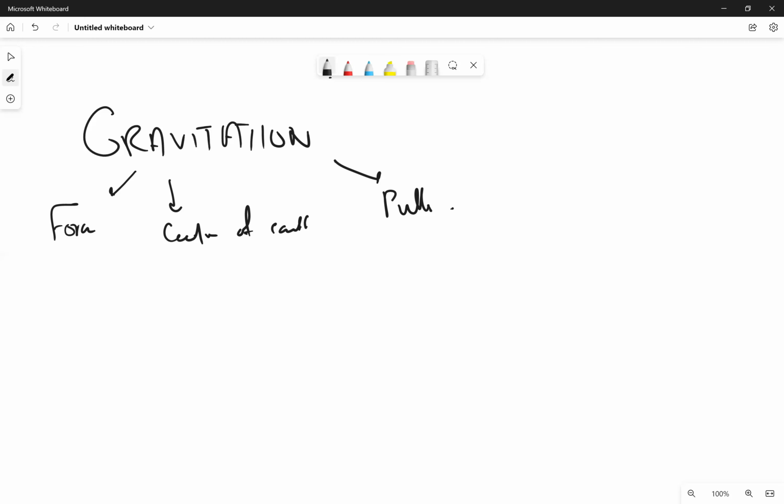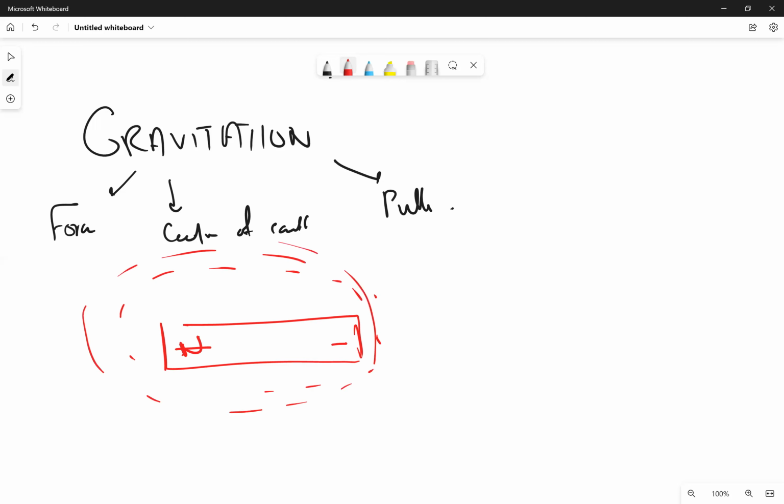So, first of all, gravitational field lines are lines that are used to represent gravitational field. What is a field? A field is any area around a force, any region around a force. So, for instance, if this is a magnet, this region around a magnet is where the force would be experienced. So, this is magnetic field, all right?